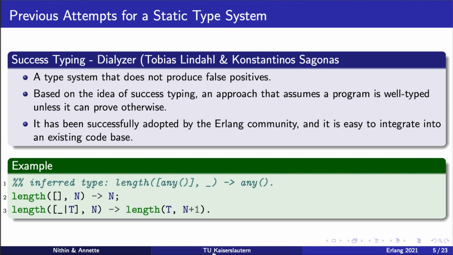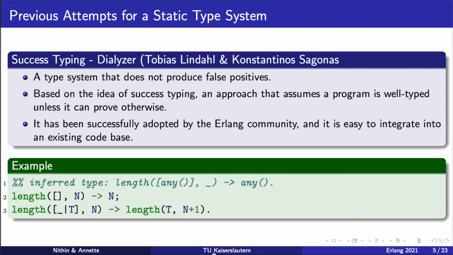Another one is Dialyzer, which is based on success typing. Dialyzer is a discrepancy analyzer which finds all kinds of discrepancies, but mainly type errors. Its main property is no false positives, and it assumes that a program is well typed unless it can prove otherwise. It is the most successful type system and widely used by the Erlang community. The success type approach makes it easy to integrate into an existing code base.